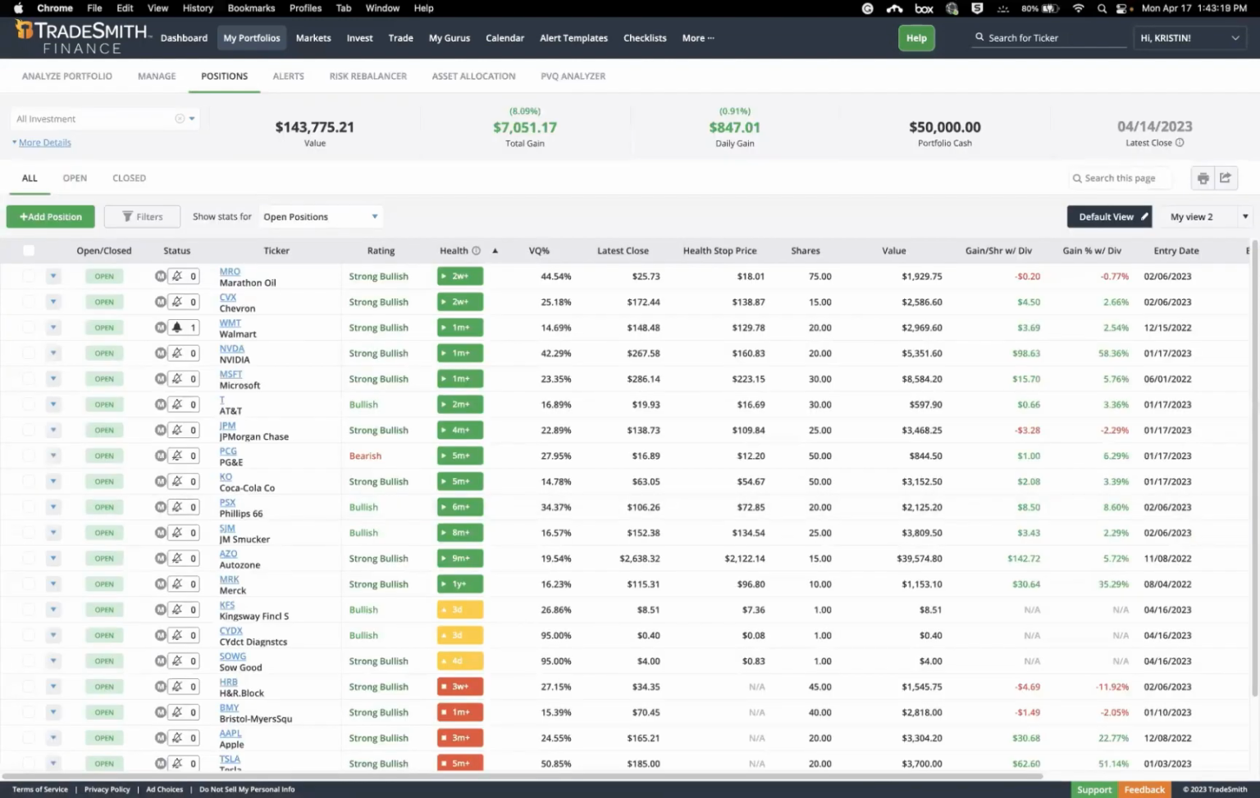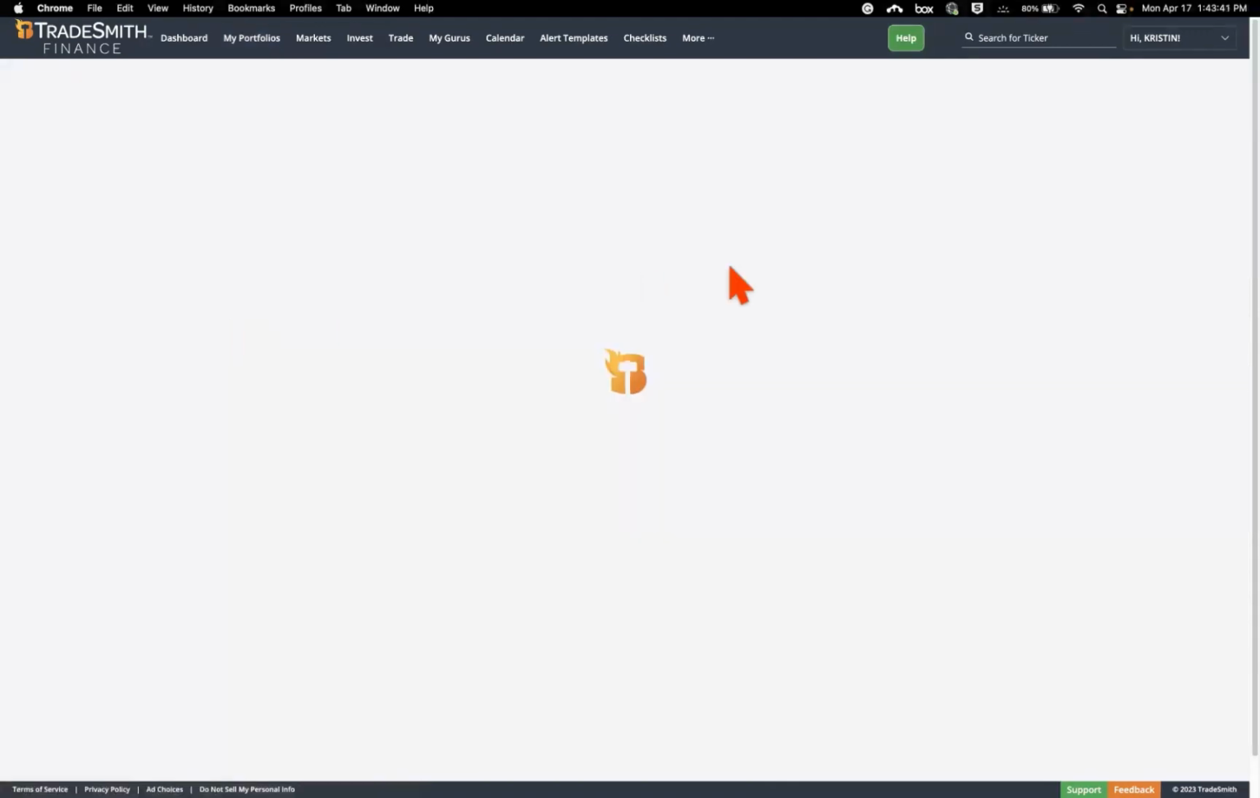Okay. All right. So now what we're going to do is look at the position card page and look at the chart. Okay. So I picked Walmart. So I'm going to click on Walmart. To get to the position card page, you're just going to click on the blue hyperlinks when it goes.